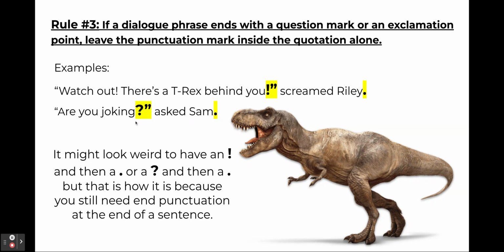You don't change it to a comma or a period because you would never have a double period, right? And instead, it's okay to have a question mark with a period. It's okay to have an exclamation mark with a period, but it's never okay to do a period and then a period, right? That period would just turn into a comma instead. It might look weird to have an exclamation mark and then a period, or a question mark and then a period, but that is how it is because you still need end punctuation at the end of this sentence.